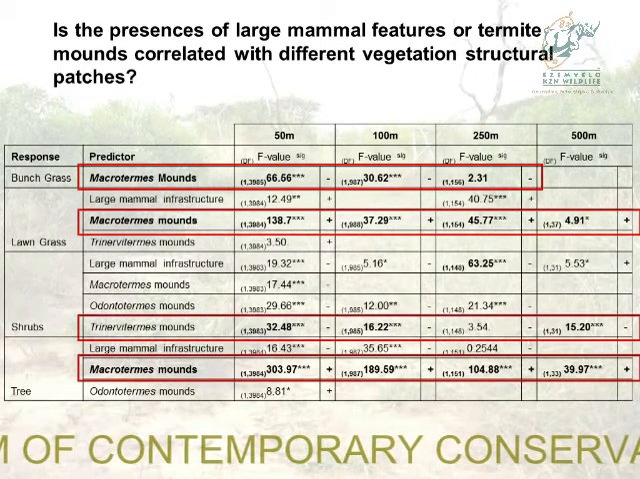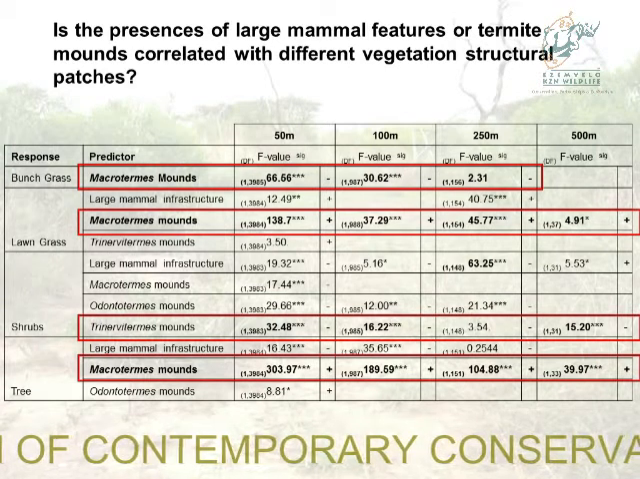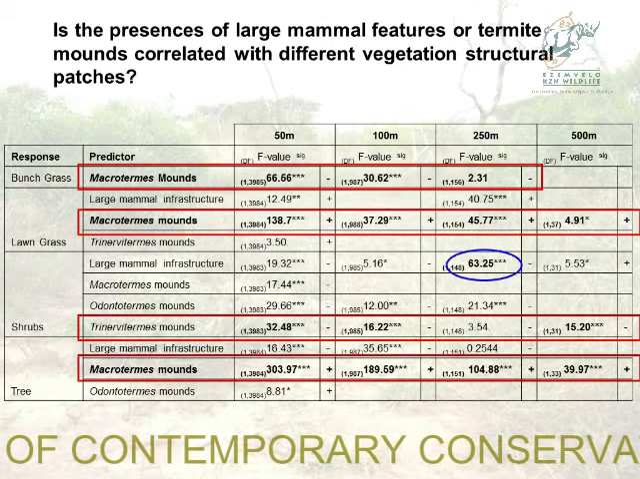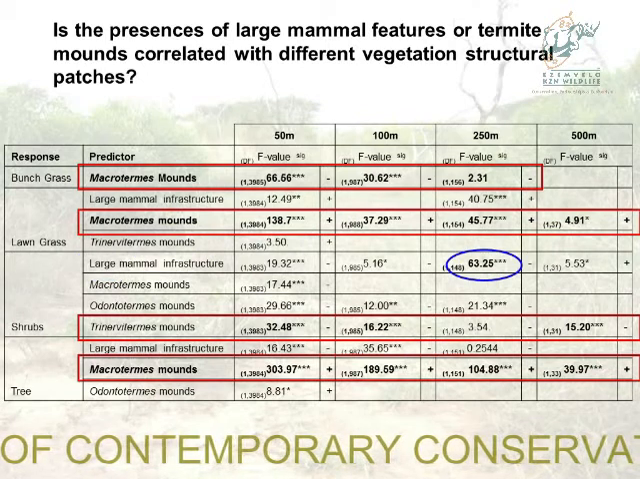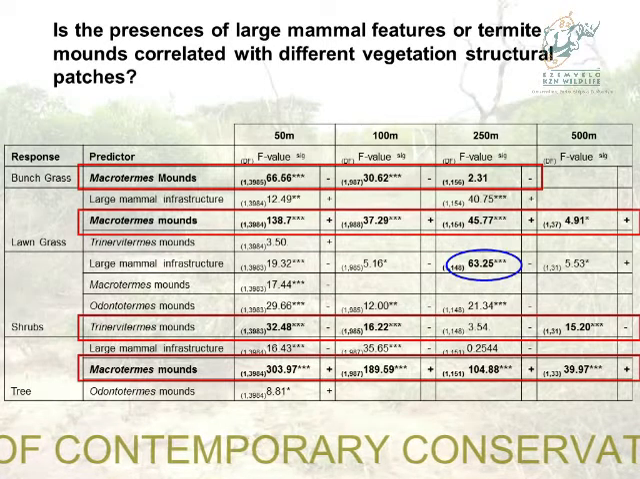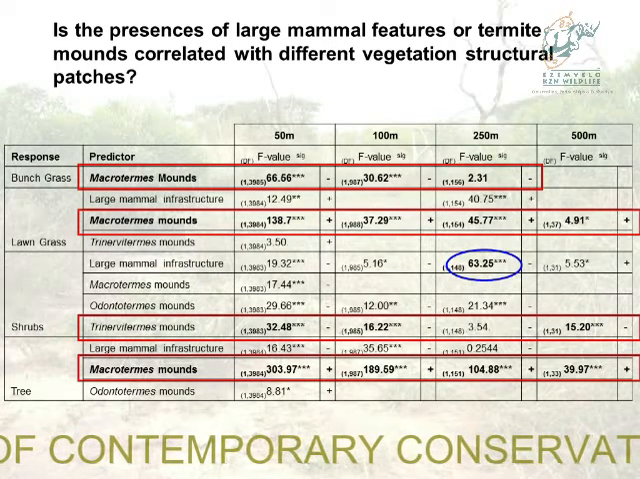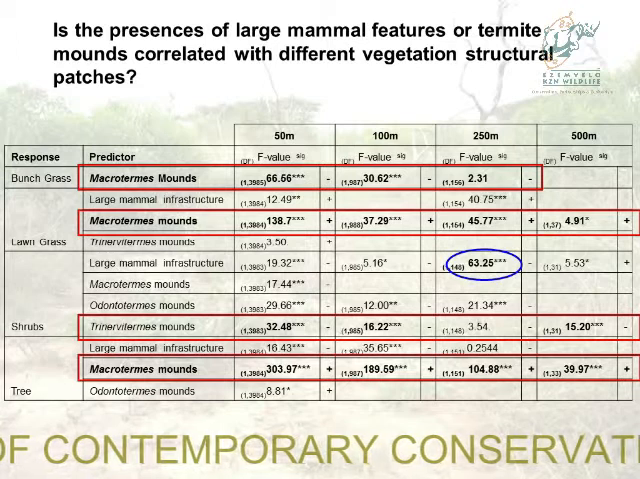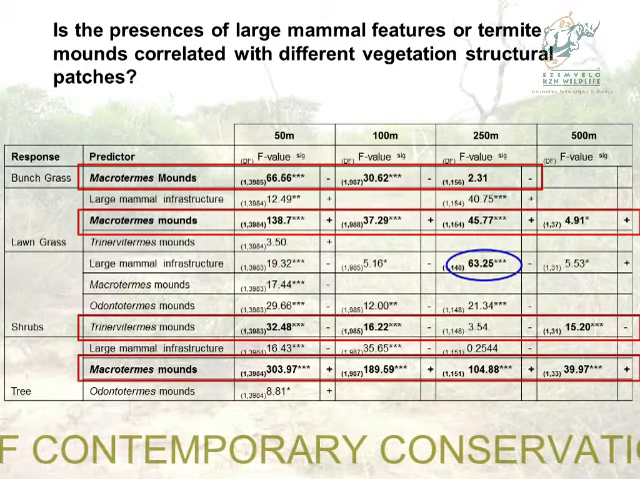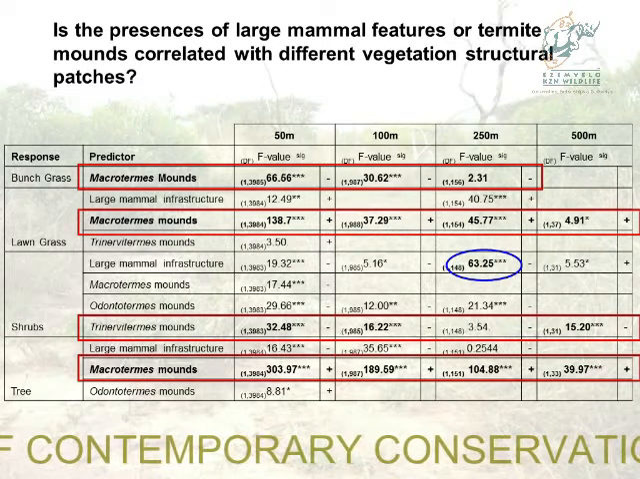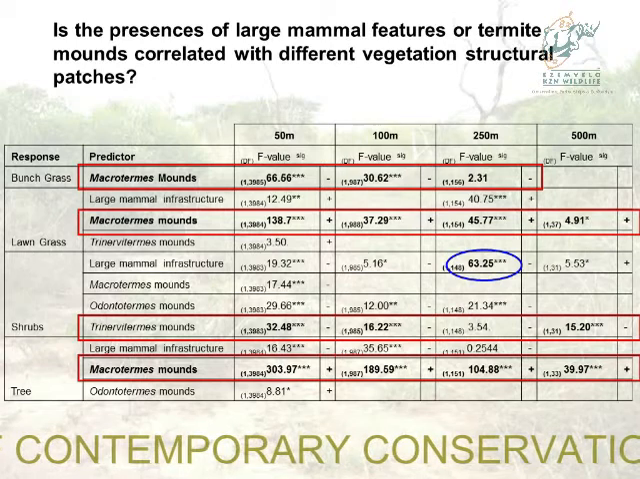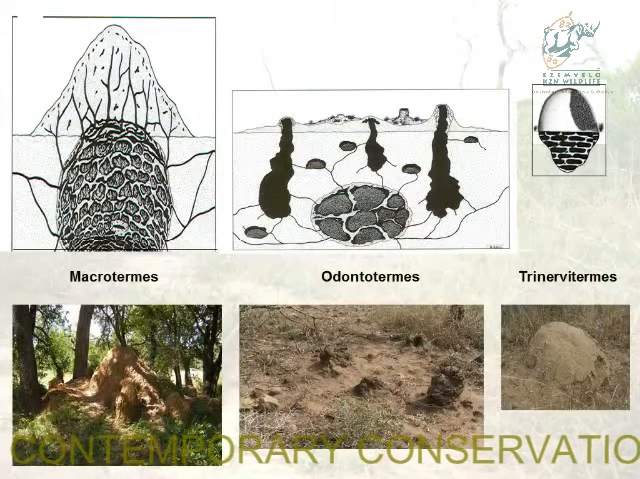Shrubs were slightly different. It's still a termite that has the biggest effect, so there was a negative relationship with Trinervitermes mounds with shrubs, and the one big result for large mammals was at the 250 metre scale, so that's an aggregation of those original 50 metre scales, and that was a negative impact as well. So what I hope you can see from this result and the previous one is that termites are having an impact on the vegetation structure in the landscape.